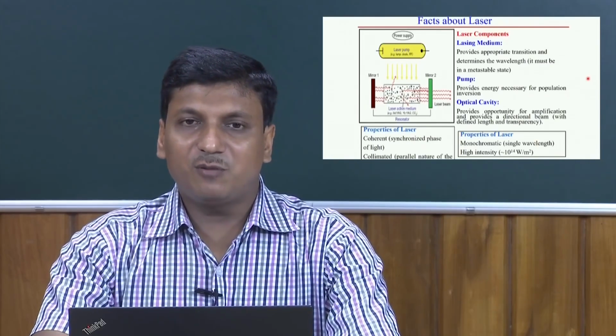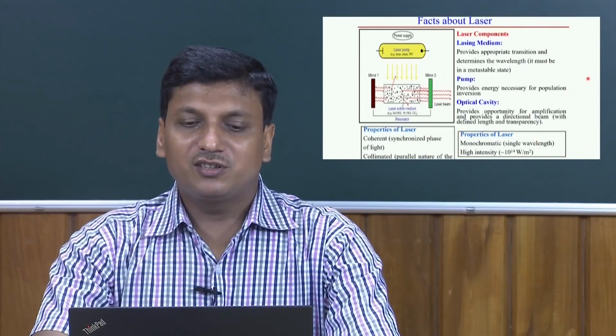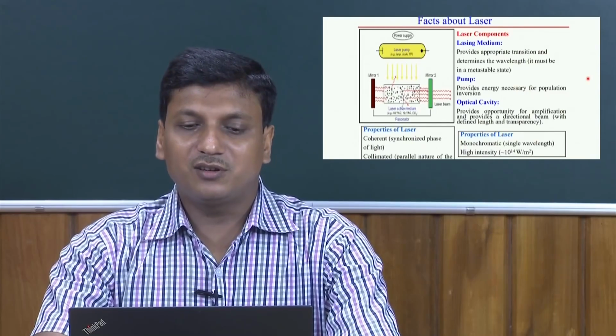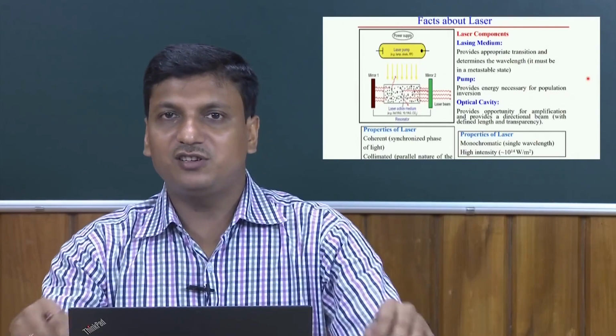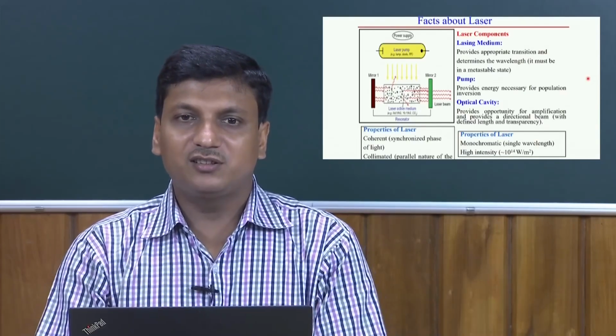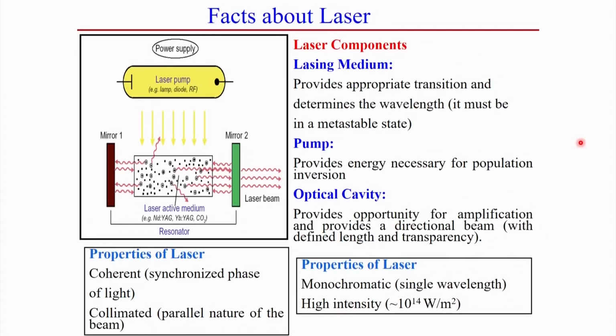And then the optical cavity. That means within the optical cavity there is an opportunity for amplification, and it creates the directional beam. The length and the wavelength and the transparency are defined in this zone, and it comes out as coherent, that means synchronized phase of the light, and collimated, that means parallel nature of the beams, from the lasing medium, that means from the resonator, and then finally it is focused using some lens.